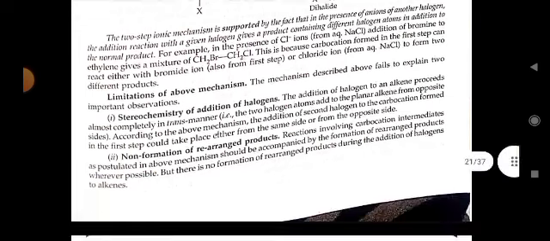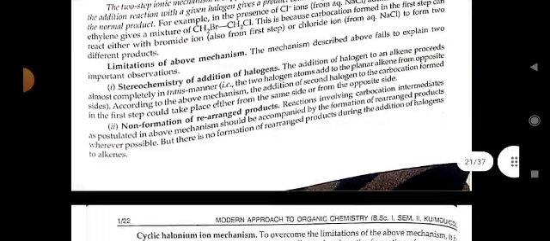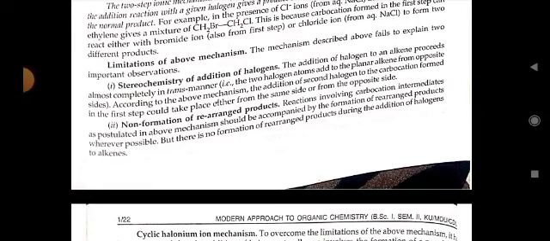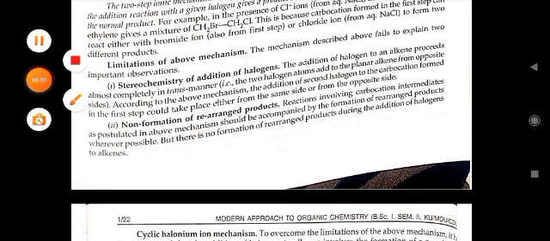Limitations of above mechanism. The mechanism described above fails to explain two important observations. First, the stereochemistry of addition of halogens. The addition of halogens to an alkene proceeds almost completely in a trans manner. According to the above mechanism, the addition of the second halogen to the carbocation formed in the first step could take place either from the same side or from the opposite side. Second, non-formation of rearranged product. Reactions involving carbocation intermediate as postulated in the above mechanism should be accompanied by the formation of rearranged product wherever possible, but there is no formation of rearranged product during the addition of halogens to alkenes.